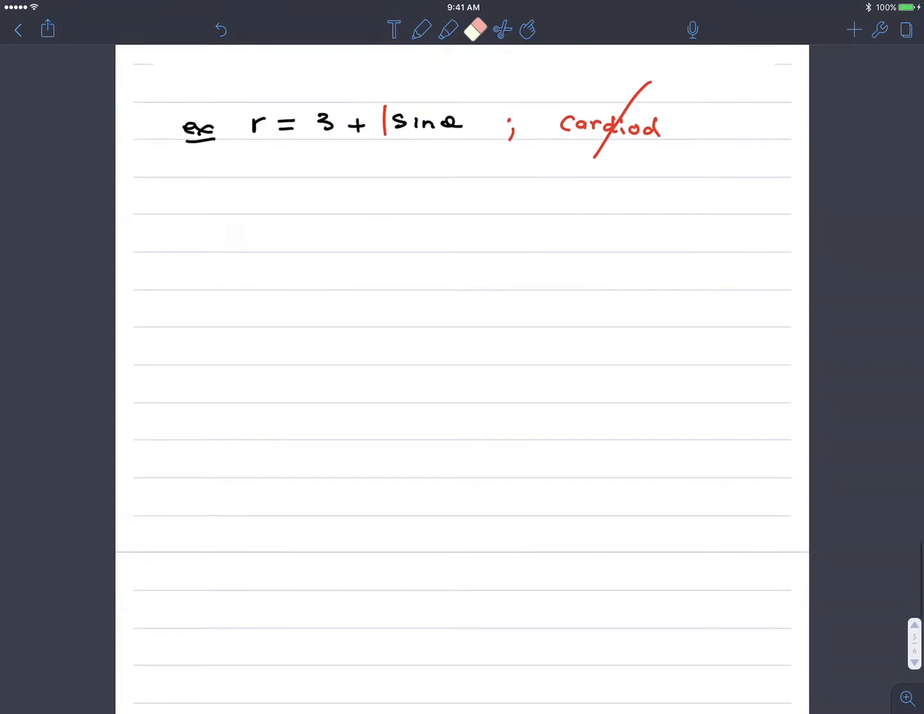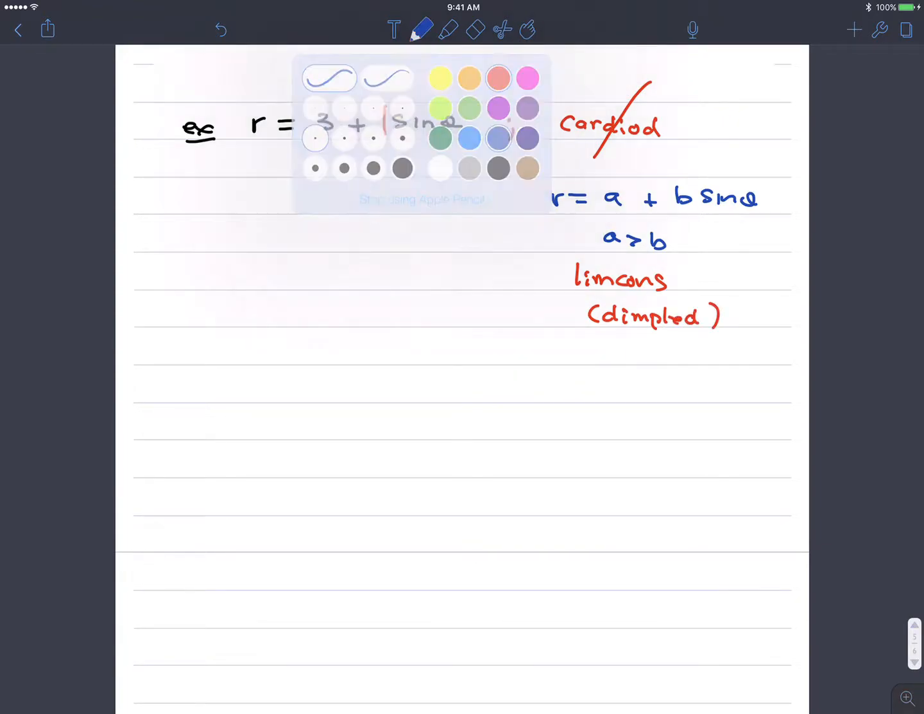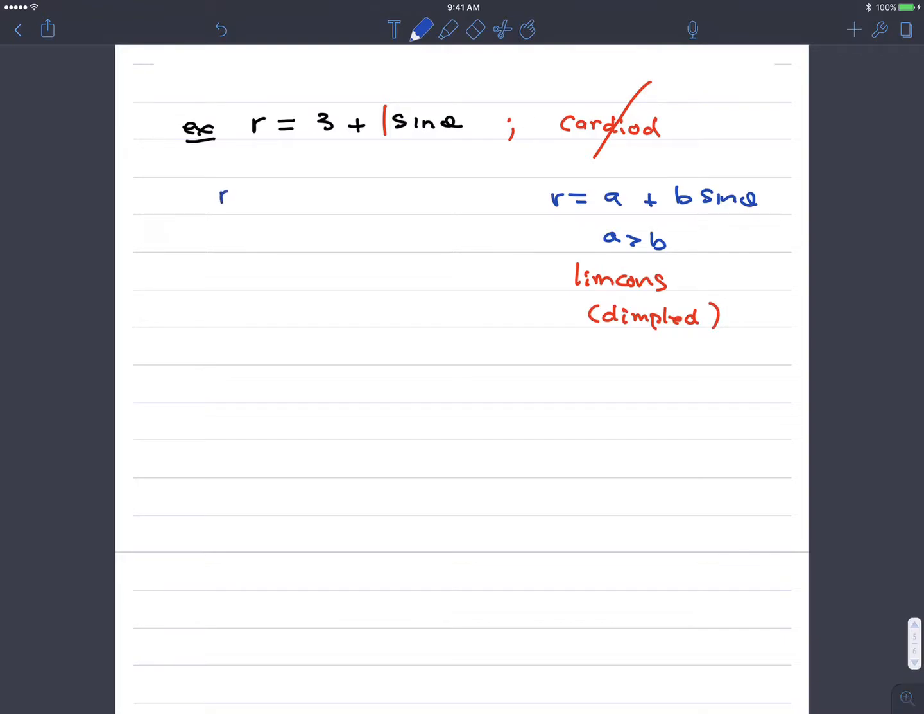Let's try this again. We know this is not a cardioid, is that right? Because of the form we have, r equals a plus b sine theta. For cardioids, a has to be the same as b. In this case, though, a is greater than b. So all of these are in the family of limaçons, and this is going to be what's known as a dimpled limaçon. A dimple is like an indentation or a dent. So we're going to graph now r equals sine theta plus 3.